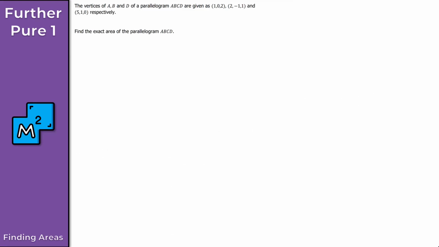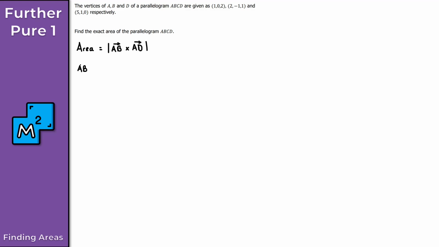So moving on to the very last question, question 2, we're told that the vertices A, B and D of a parallelogram ABCD are given as 1, 0, 2, 2, minus 1, 1, and 5, 1, 0 respectively. The question asks us to find the exact area of the parallelogram ABCD. For a parallelogram, we should be aware that the area is equal to the magnitude of the vector AB crossed with the vector AD. So let's start by finding these two vectors, AB and AD.